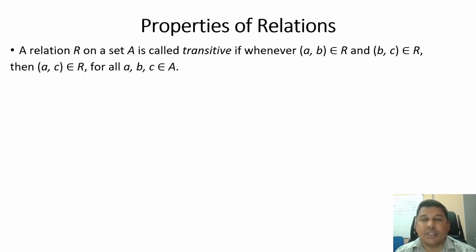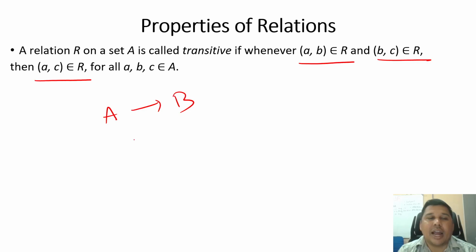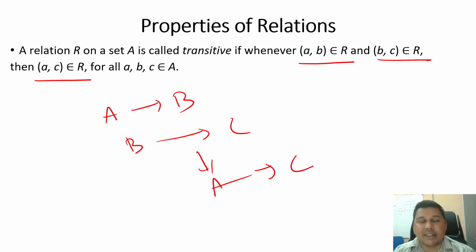Third one, transitive. It's very easy and simple. You might have already studied it many times. A comma B belongs to R and B comma C belongs to R. Then A comma C should also belong to R. It's like A to B and B to C. Therefore, A to C. Transitive relationship.